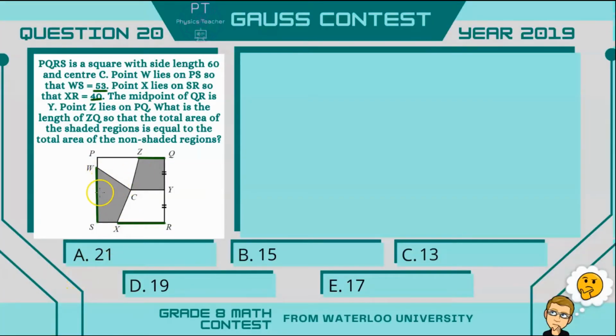Alright, first thing we're going to do is try to figure out as much of the dimensions as we can. So WS is 53 and XR is 40, that much we know. And we also know that the square has side lengths of 60. That means if this entire length SR is 60, and XR is 40, then SX must be 20 in order to add to 60. Similarly, we can say that PW is 7.